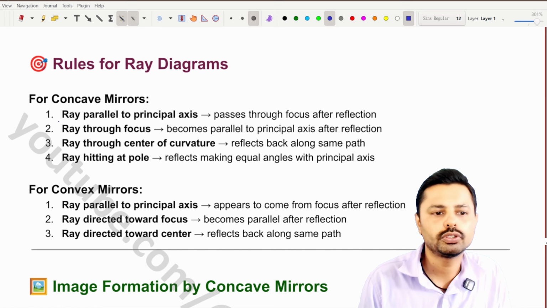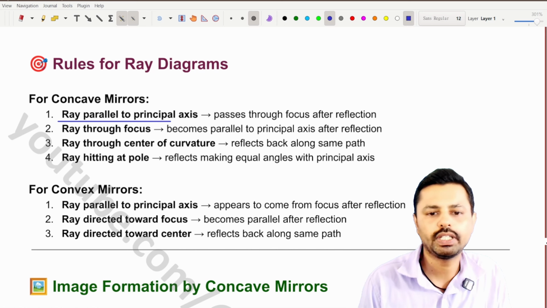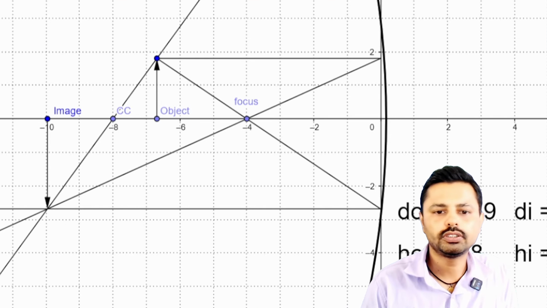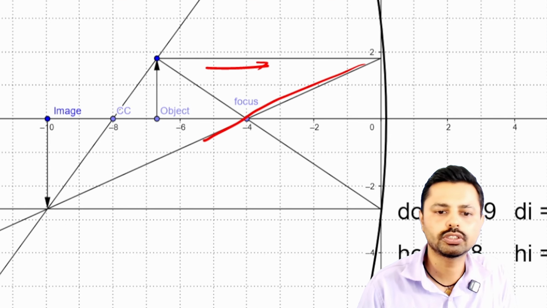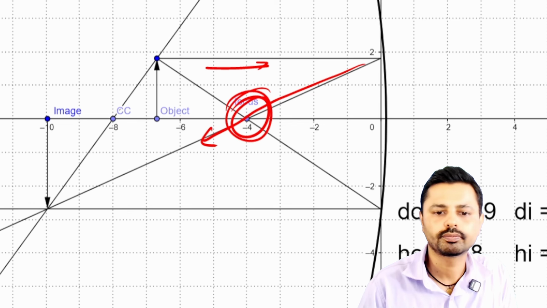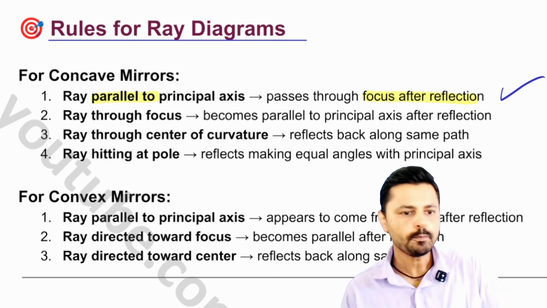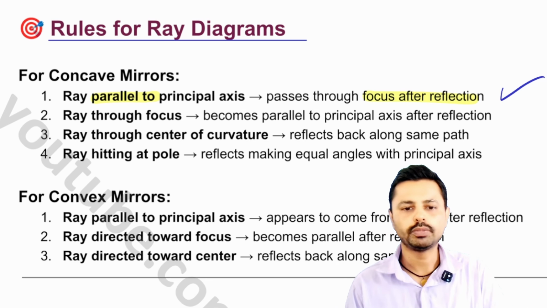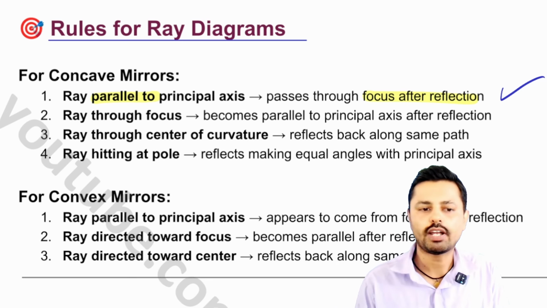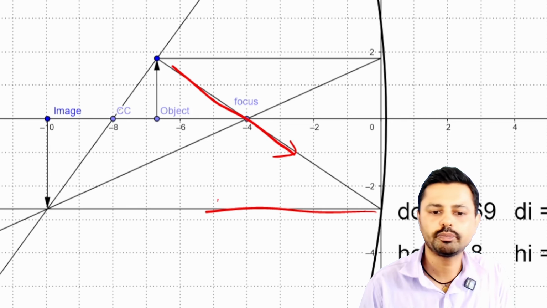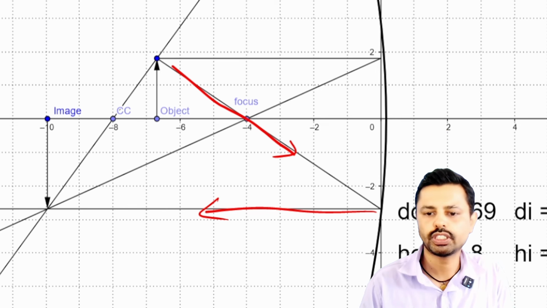Let's observe those rules. Ray parallel to the principal axis always passes through the focus after reflection. This is the ray parallel to the principal axis, and see, it's coming through the focus, this point. Okay, so yes, it's working. Ray through focus becomes parallel to principal axis after reflection. Let's check that also. Here is this ray going through the focus, and yes, it's getting parallel. So yeah, that's also right.